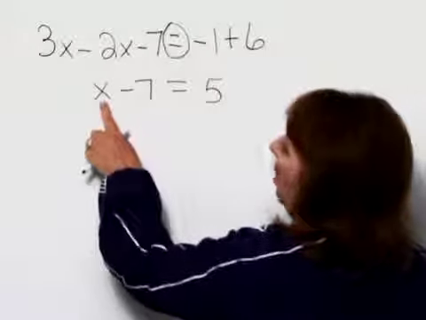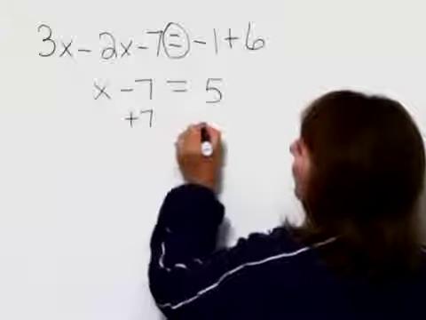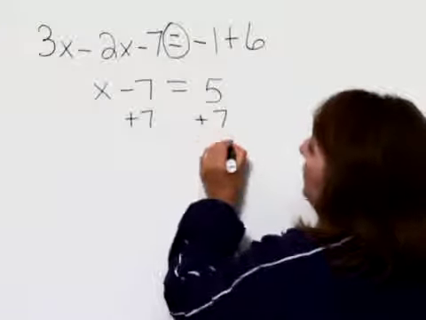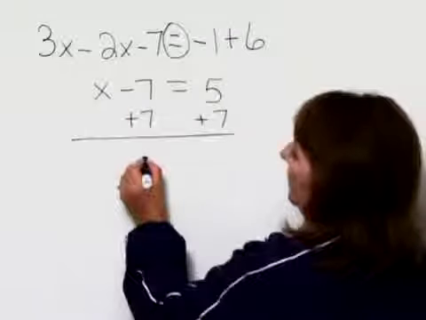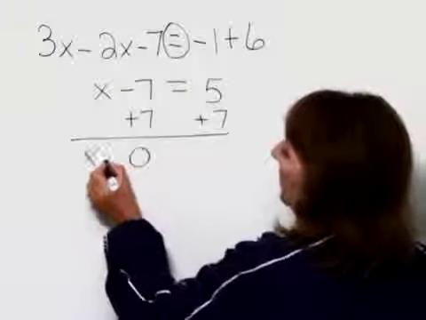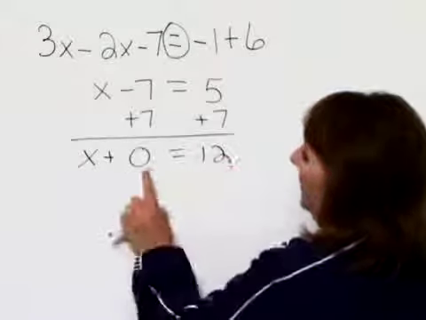In order to get x all by itself on this side of the equation, we see we can add 7. But we must add 7 to both sides of the equation. When we add a negative 7 and 7, we have 0. So we have x plus 0 on this side, and we have 12 on that side.